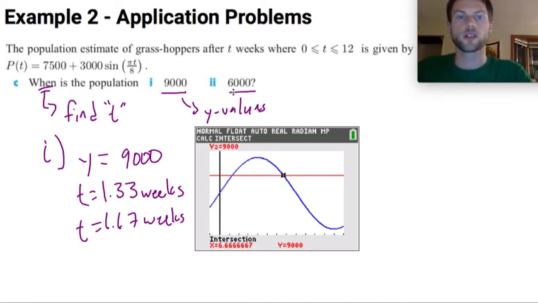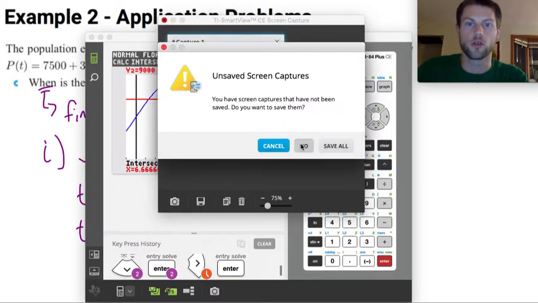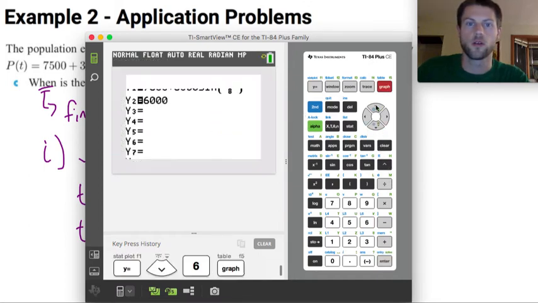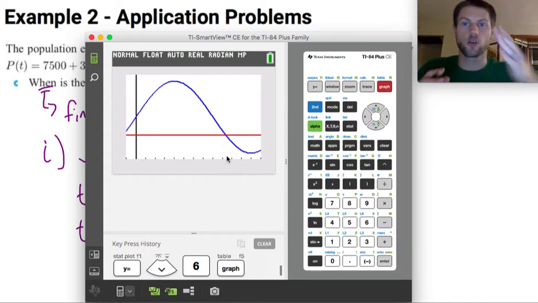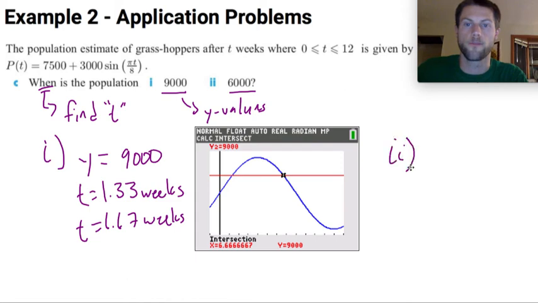Then for 6,000, I'm going to do the same thing. Let's graph y equals 6,000. Hit graph, and we'll see what we get. This time it looks like I'm only intersecting once in this interval. It's going to intersect more times, but within 0 to 12, it's just that one time. This is at 9.33. So y is going to equal 6,000 when t equals 9.33 weeks.